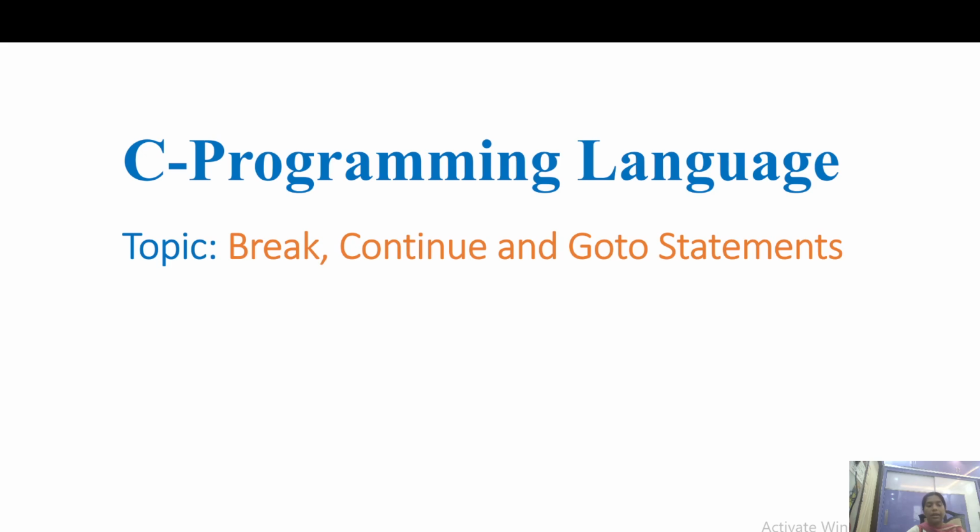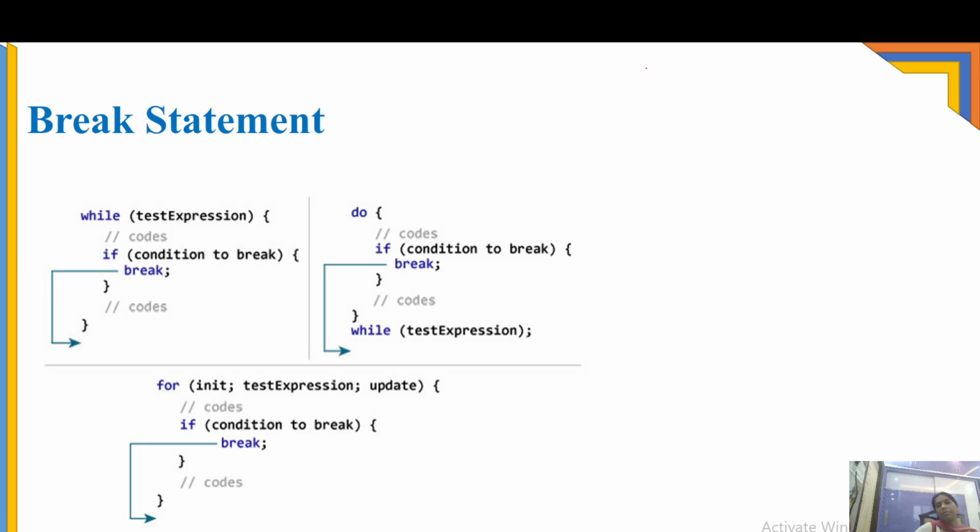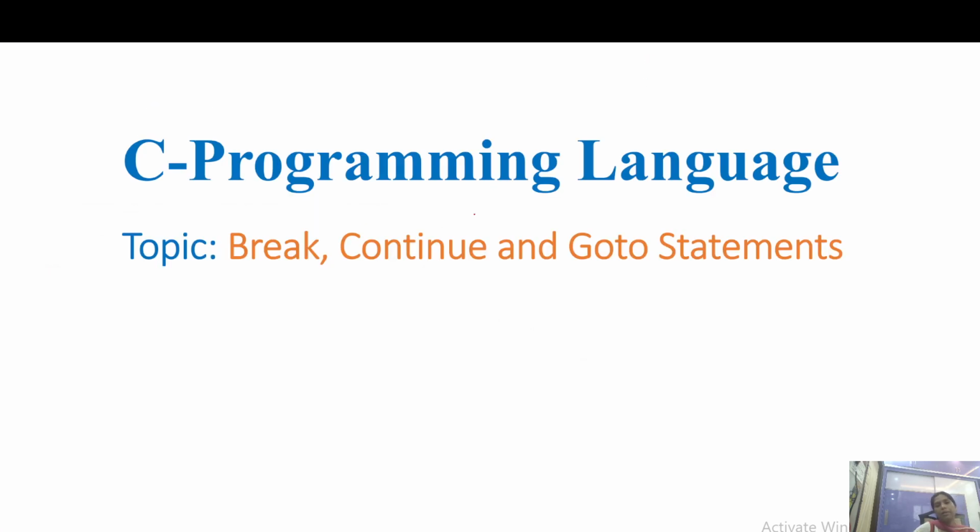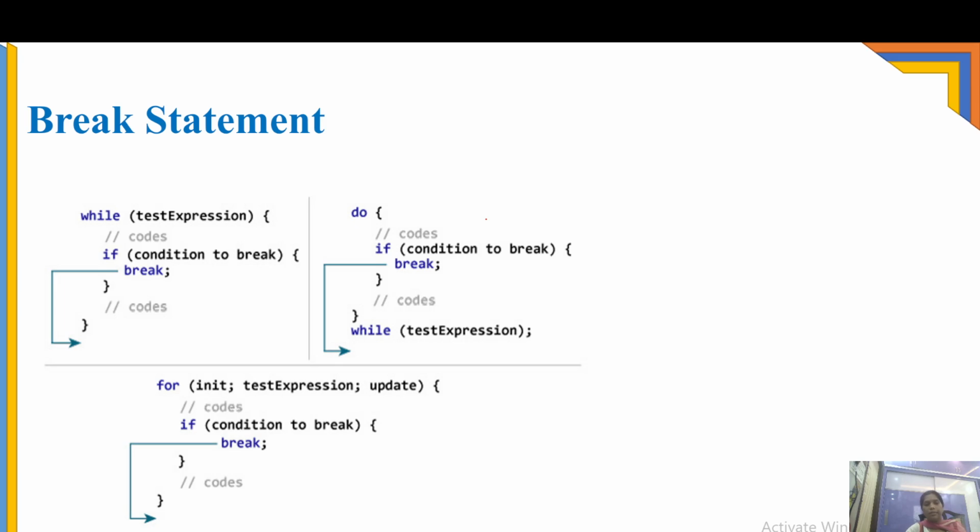Next, unconditional statements. We have 3 statements under unconditional statements. Those are break, continue and goto. We will be having return also. So I'll explain all these with one simple example. So, break.